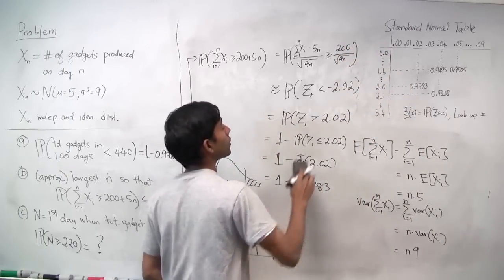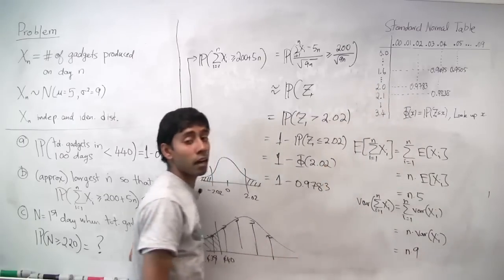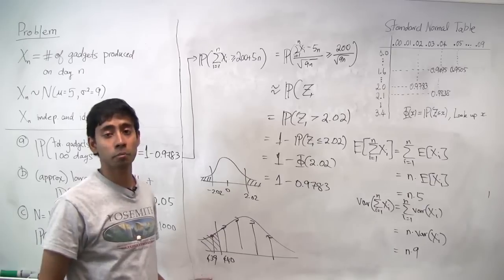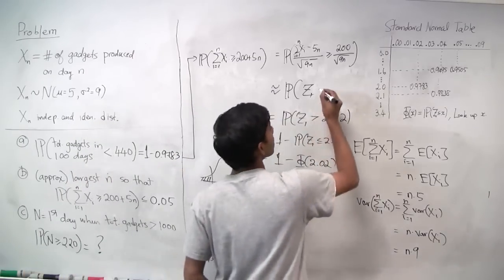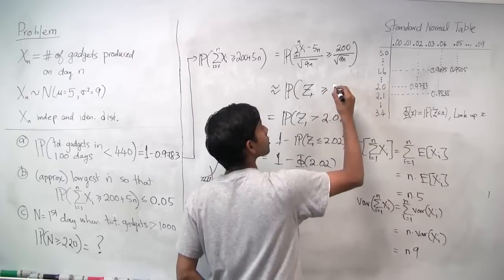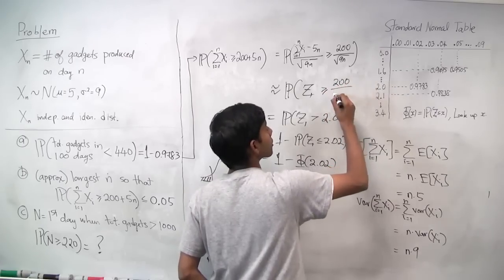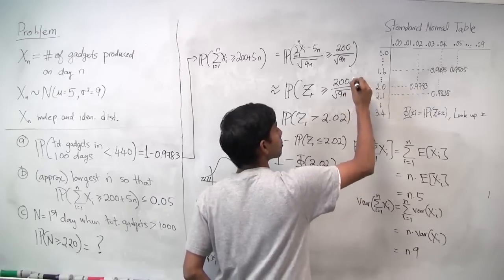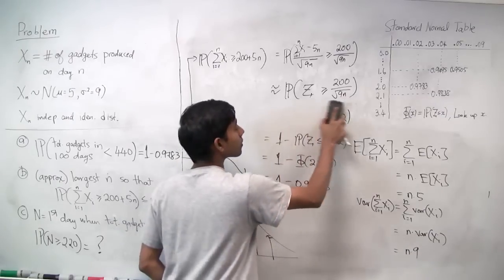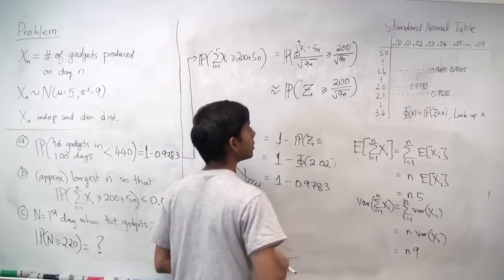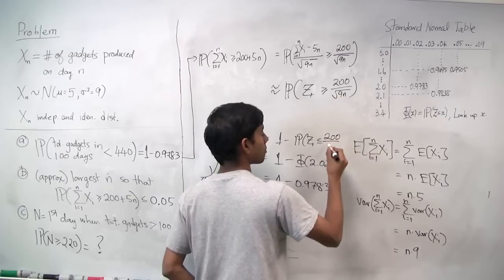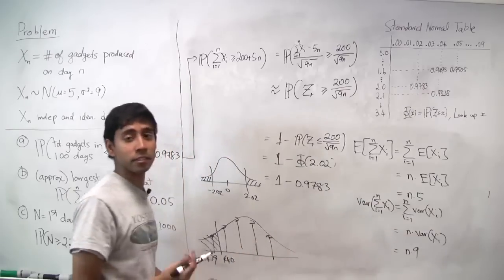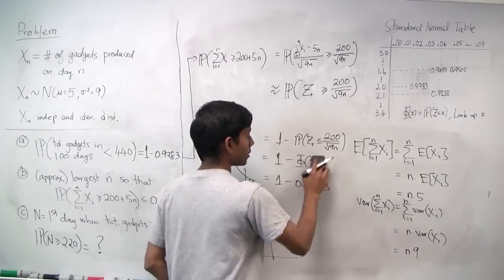Okay, and we can again use the half correction here, but I'm not going to do it to keep the problem simple. And so in this case, this is approximately equal to the probability of the standard normal being greater than or equal to 200 over square root of 9n. And so same sort of thing here, right? This is just 1 minus this. The equal sign doesn't matter because Z is a continuous random variable.